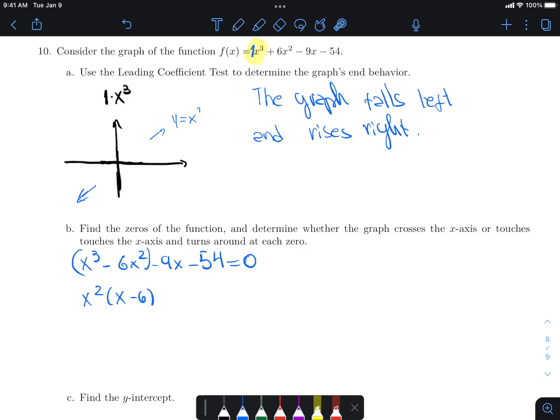I made a mistake here. I believe this is a plus, correct? So this is a plus. So correct that. And then if you factor out your -9 out of these two right here, you get an x plus 6. Double check my math. I believe I'm correct.